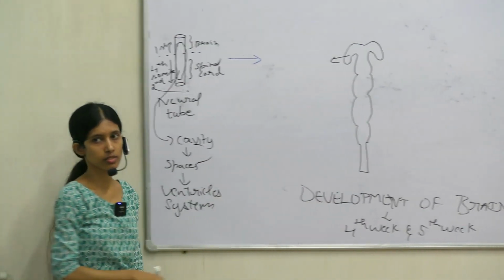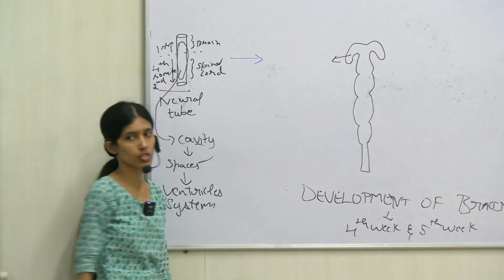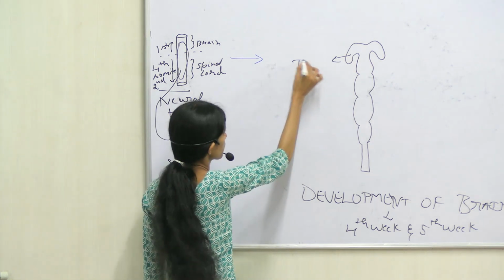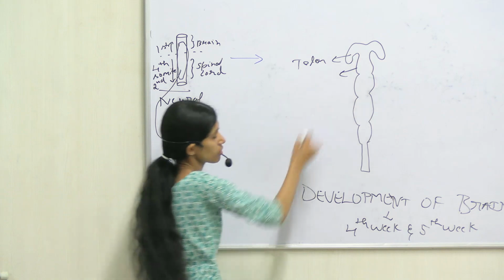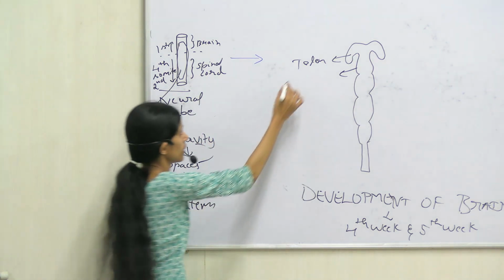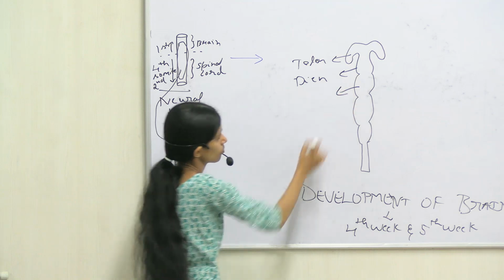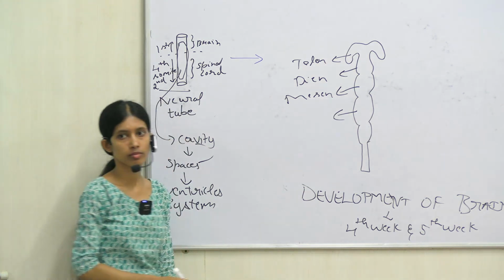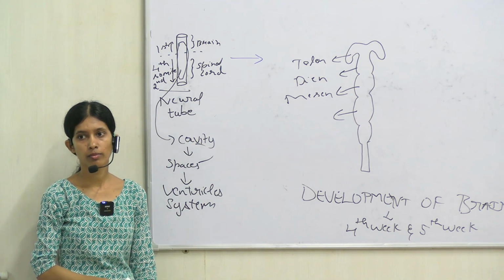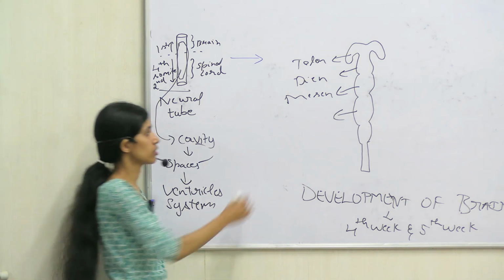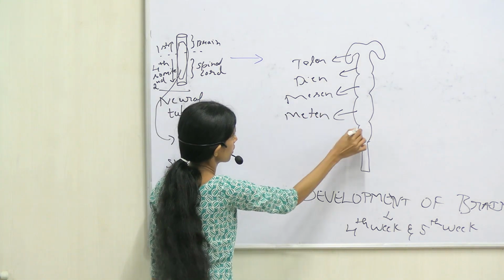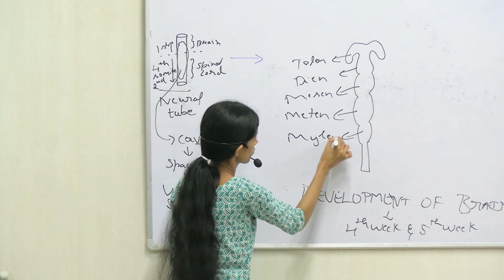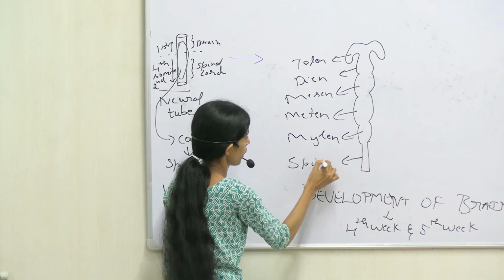Which vesicle is this? First one. This is telencephalon. What about this? This is diencephalon. This one, mesencephalon, followed by, what is the next one? It is metencephalon. The last one is myelencephalon. Next we have spinal cord.